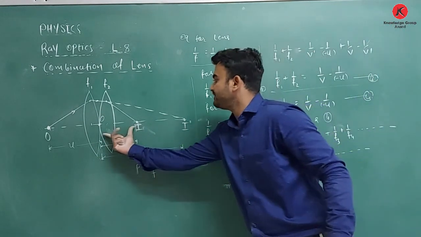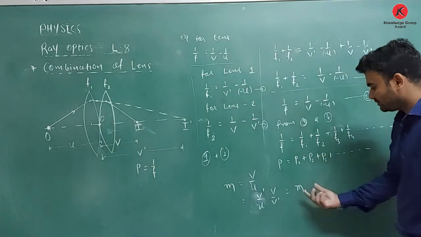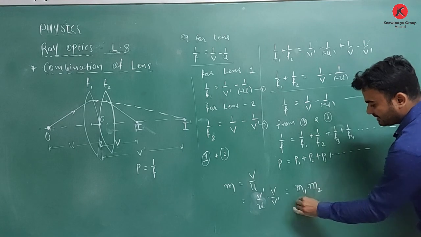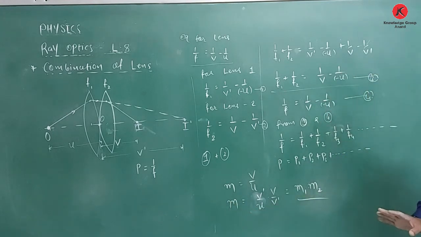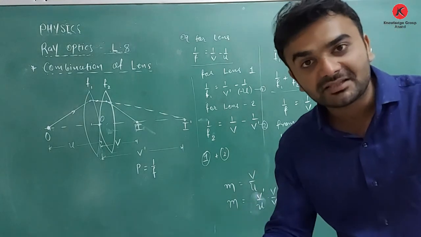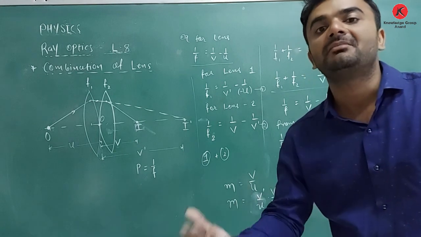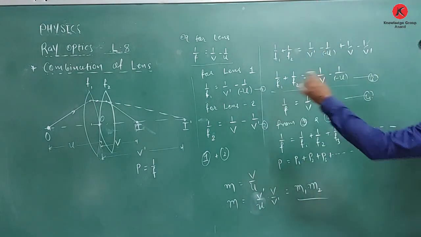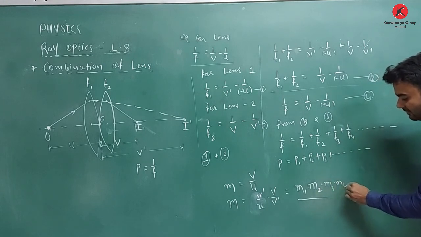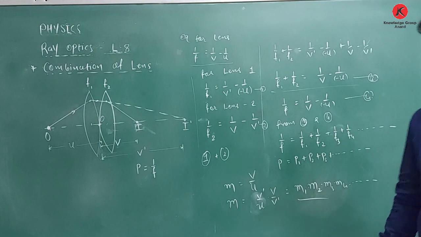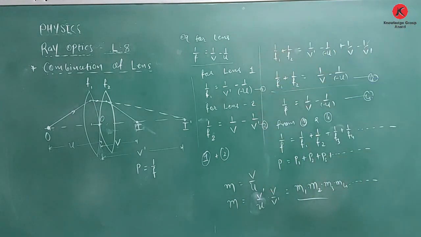This is the final image v. The object distance for the second lens is v dash, right? So this is the magnification of the second lens. So m is equal to m1 into m2. So the magnification gets multiplied. By combining the lenses, magnification will be multiplied. If there are many lenses, then it will be m3, m4, up to infinite. So this is the combination of lenses.